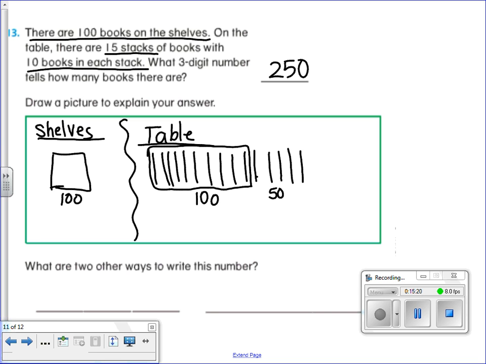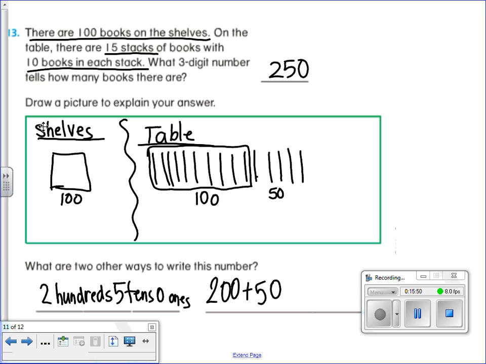Now, the question has another part. 2 other ways to write this number. What's another way to write 250? Chris. 200 and 50 and 0 ones. Good. What's another way to write that number? Olivia. 200 plus 50 plus 0. Yep.